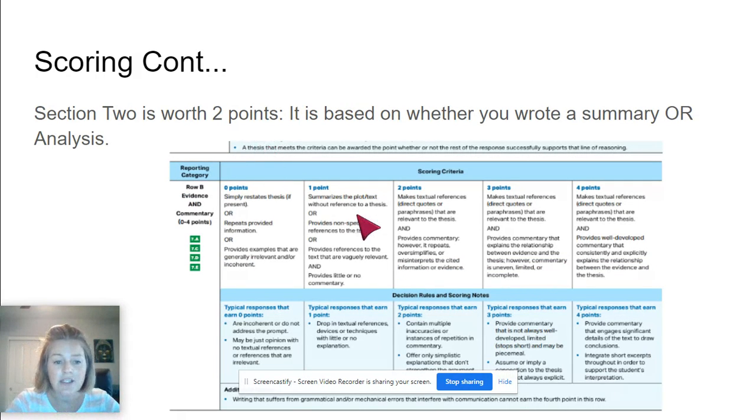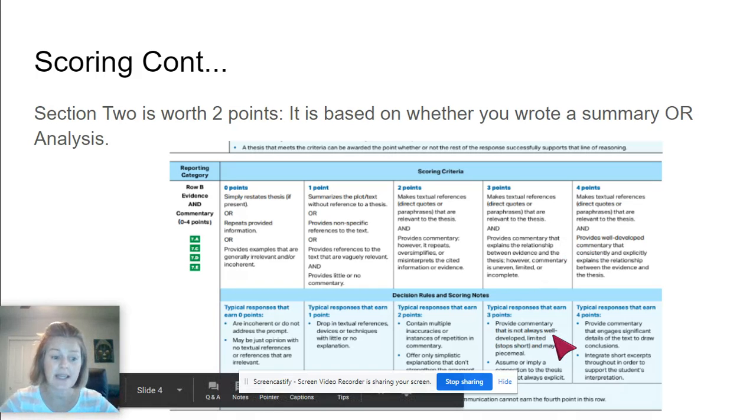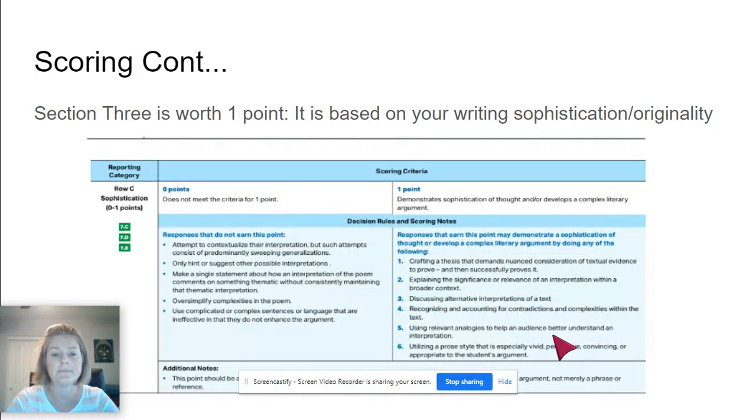Section 2 is worth 2 points only. So if you look on section 2, either you wrote a summary or you wrote an analysis. That's basically how you get the points. So you got a point if you wrote a summary, okay? You got 2 points if you actually gave me analysis. Analysis means that you're talking about the real world, not just what happens in the book.